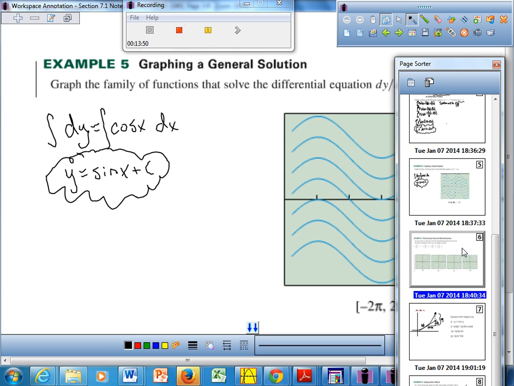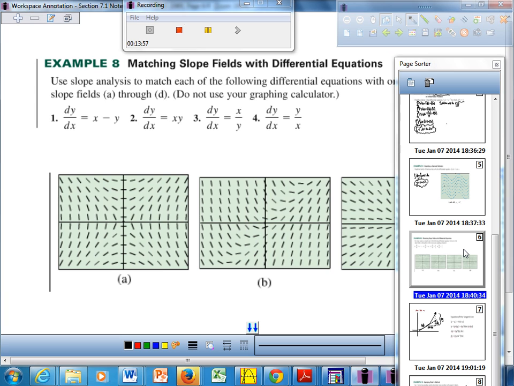Okay. And we'll come back to this problem in a minute, but you have a sheet on your desk that we're going to do together.